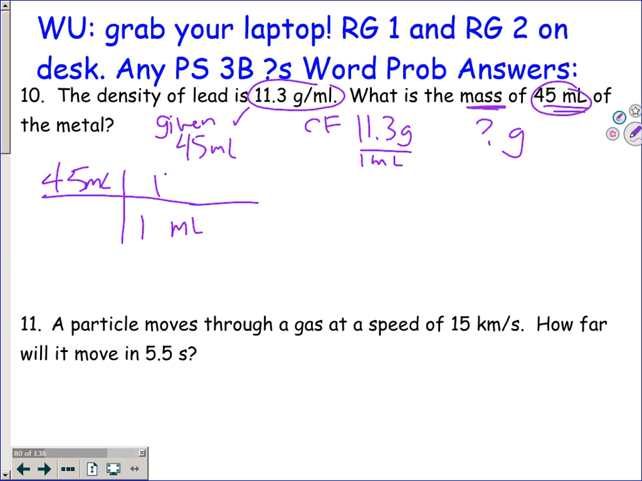See? 11.3 grams. Check, we've got the given down. Check, we got the conversion factor. Olivia, calculate. Okay. And then tell me what I'm doing here. Just lost my calculator. And what's the unit there? Right, because milliliters are canceled, we have grams.